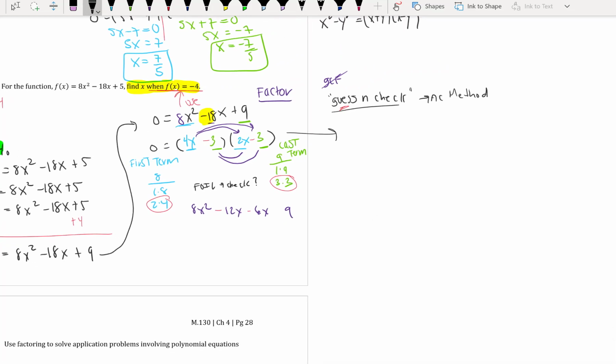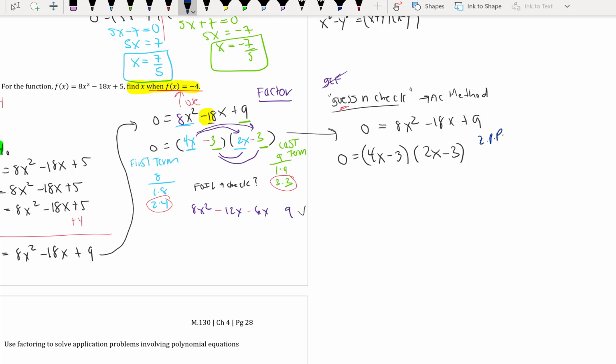So now, I'm going to rewrite this over here. I write kind of big, and that's okay. So I have 0 is equal to 4x minus 3 and 2x minus 3. I remember the previous line before that was 0 is equal to 8x squared minus 18x plus 9. And we did verify that this equation is equal to the top. Okay?